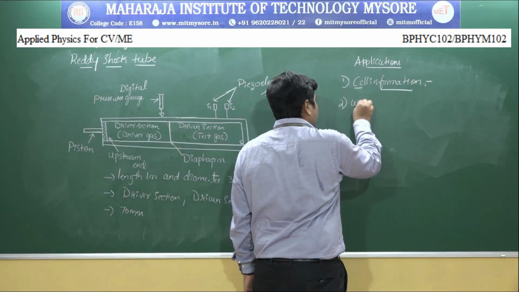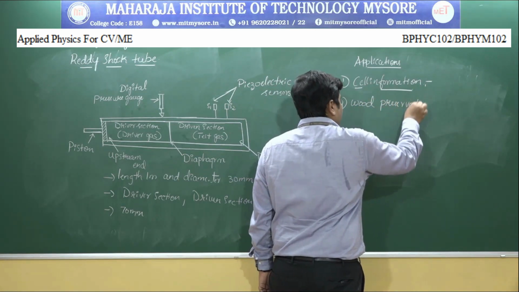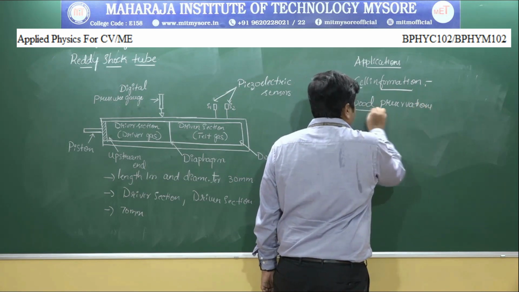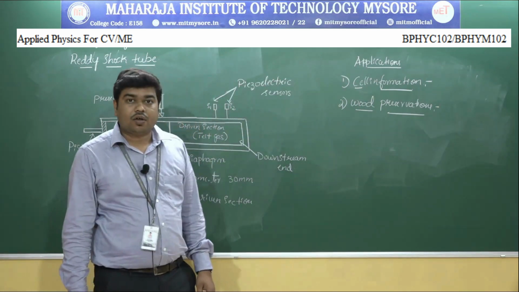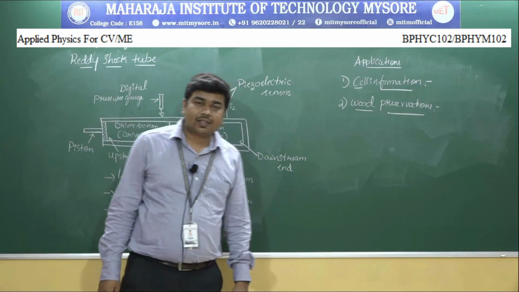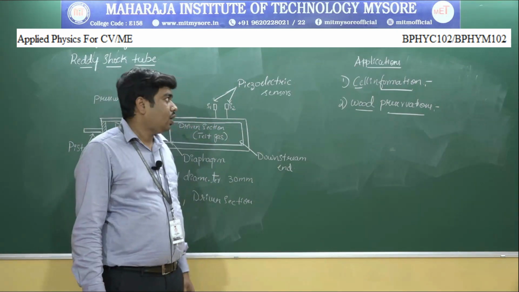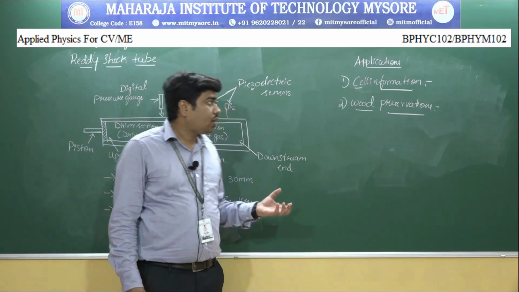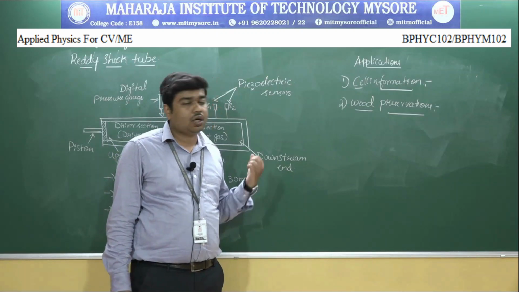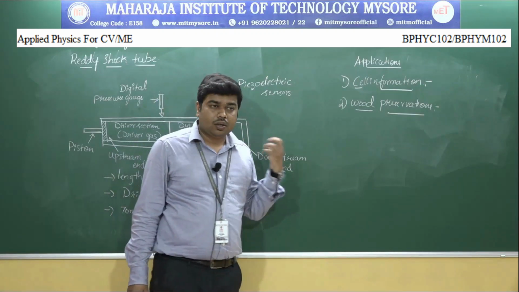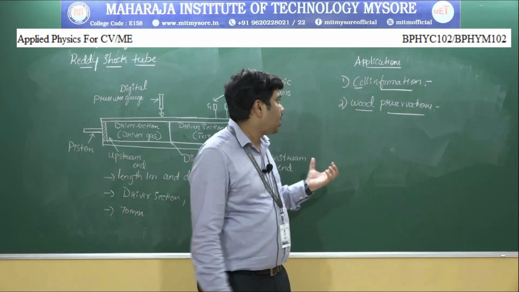Second one is wood preservation. In the conventional method of wood preservation, the chemicals have to be injected inside the wood and it takes a lot of time. By using the shock waves, the chemical preservatives can be pushed inside the interior of the wood, so that the time required for the chemical insertion is comparatively less when compared to the conventional techniques.